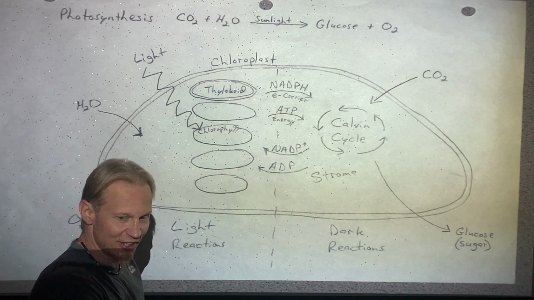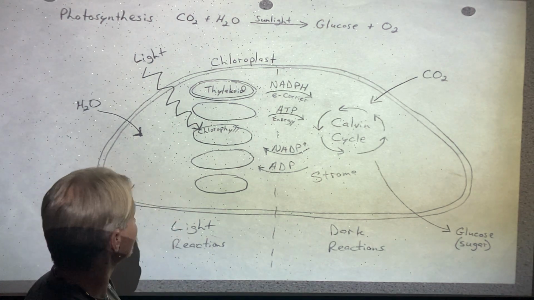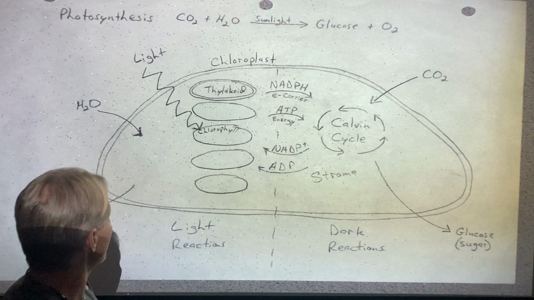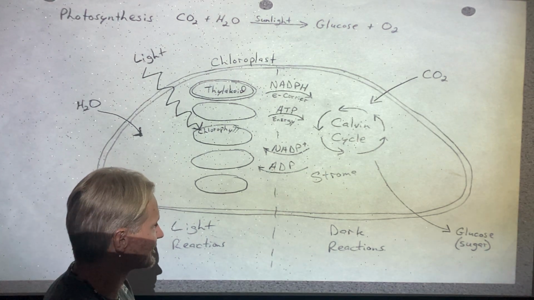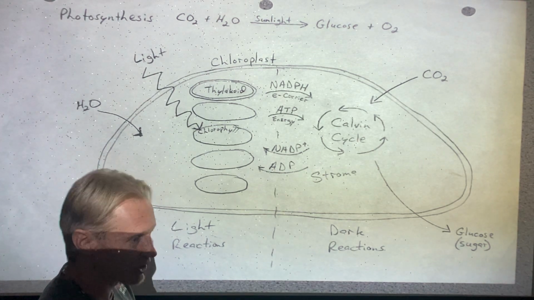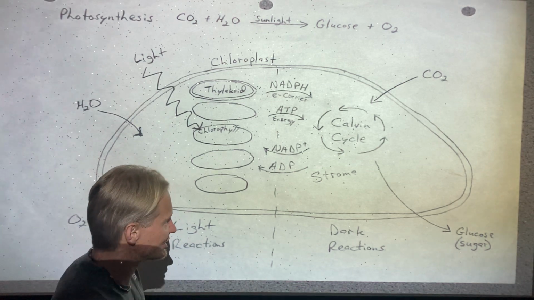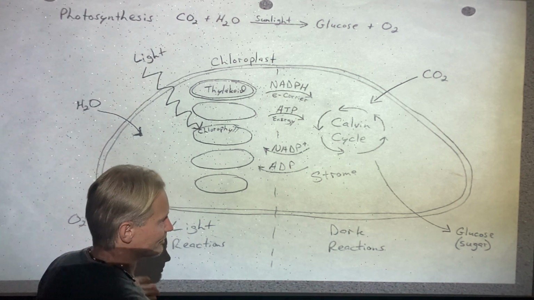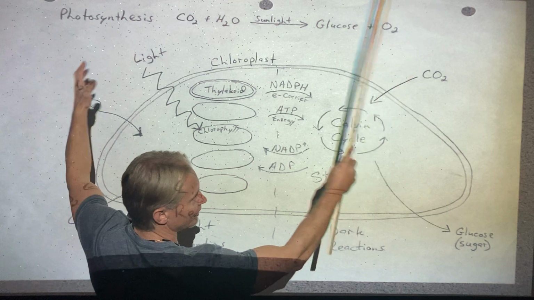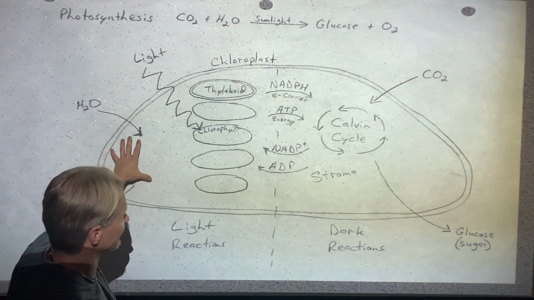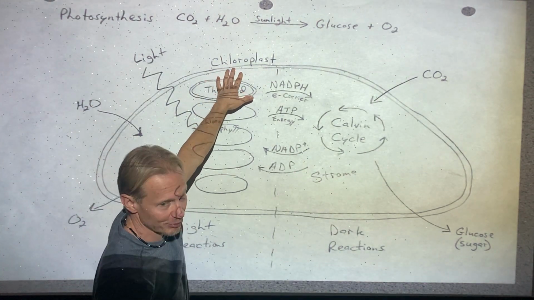Okay, let's delve into the nitty-gritty here. So this is photosynthesis, and photosynthesis happens in a very, very important organelle inside of a cell. If you think of a cell, the plant cell is much bigger than this piece of paper. It's bigger than this wall compared to how big I drew this. This is just a chloroplast.